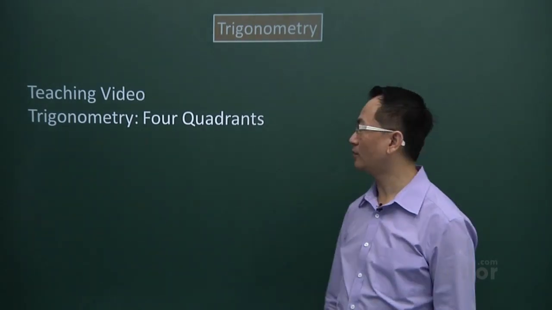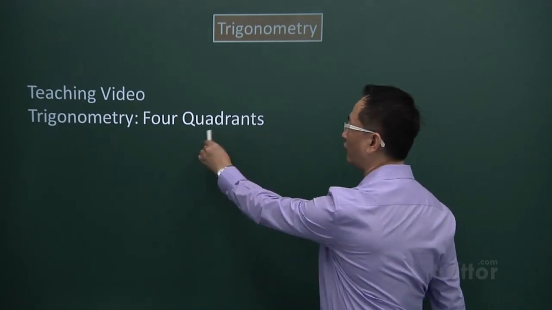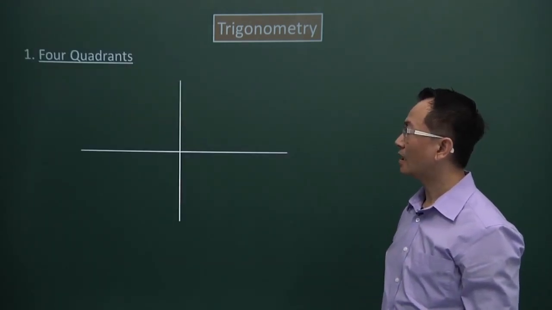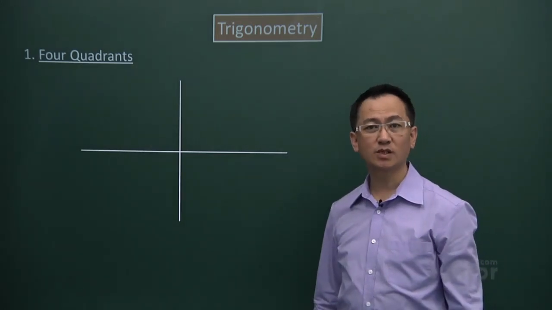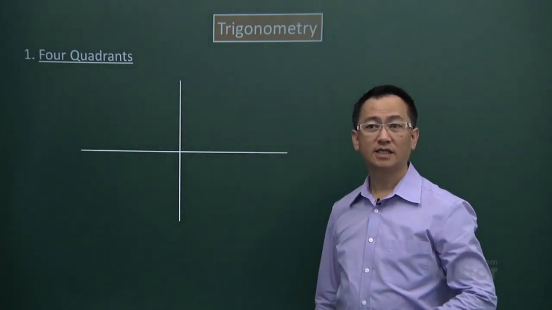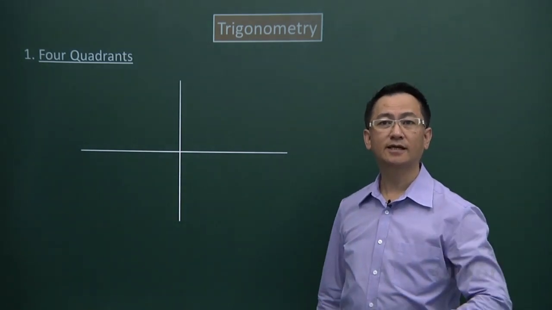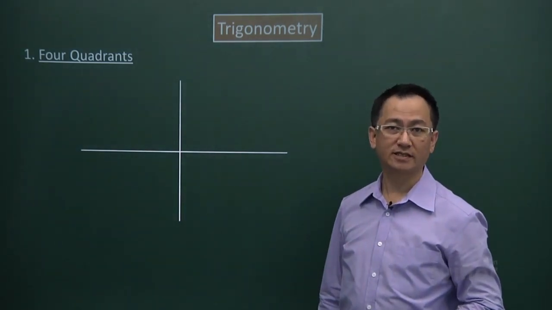We're now looking at a teaching video on trigonometry. The subtopic is 4 quadrants. When we talk about 4 quadrants, we are talking about the 4 ranges of values of theta, the angle.